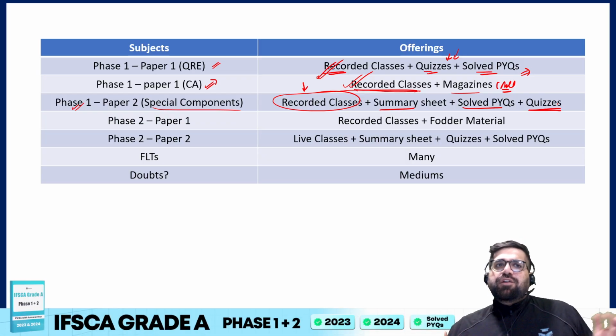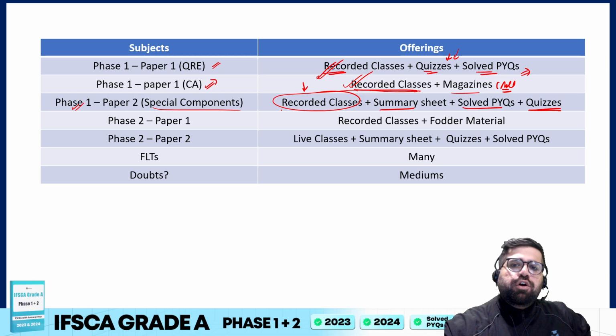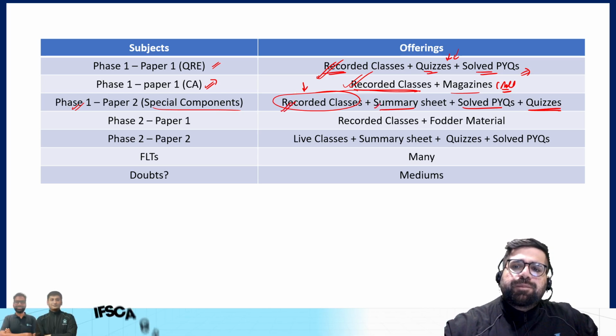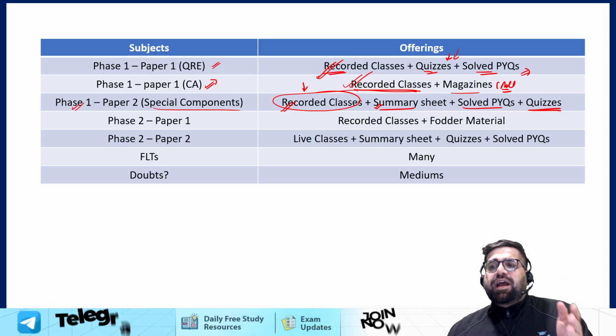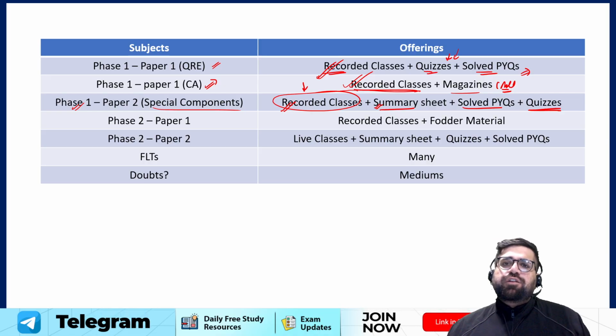So for example, you have completed one chapter of management through recorded classes. Now it's your duty to complete the summary sheet if you want it, and the summary sheet is downloadable. And you just have to solve some quizzes so that your confidence can increase.